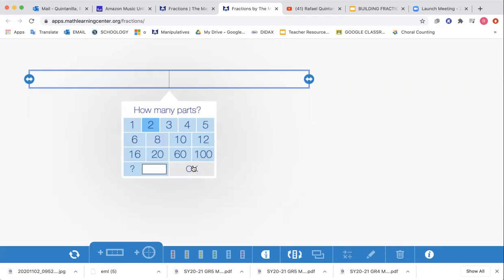Notice I'm not going to work with one fifth. That is not part of a third grade standard, nor is one seventh and one ninth. Those are not part of third nor fourth grade. So that's why it's important for us to read our standards. So let me build some of these fractions initially.